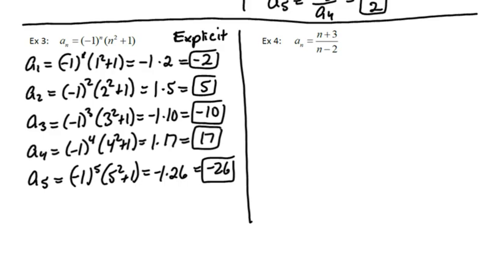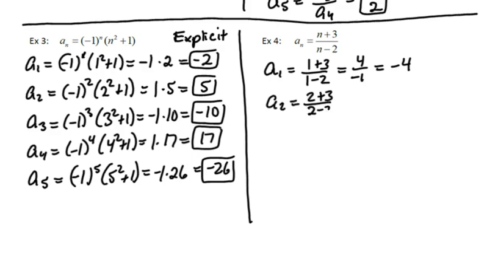Last example, also an explicit rule. So a sub 1 is 1 plus 3 over 1 minus 2, which is 4 over -1, or -4. A sub 2 then would equal 2 plus 3 over 2 minus 2, which is 5 over 0. So I actually got an undefined term in my sequence. I'm not really sure if that is a legitimate sequence, but we'll just go with it. I kind of made this rule up yesterday, and that's what I ended up with.